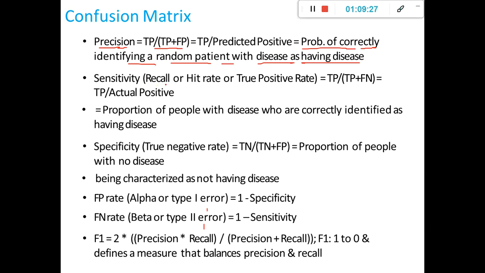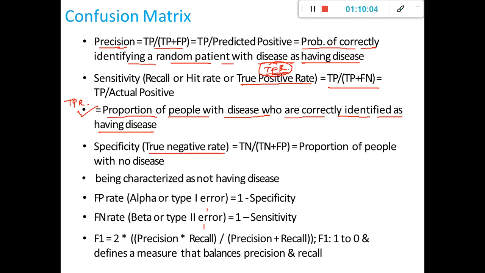What is sensitivity, also called recall or hit rate or true positive rate, TPR, which is very, very important? You will get the TPR with this formula. It is the proportion of people with disease who are correctly identified as having a disease. So that is why it is the true positive rate, which is very important. This parameter, TPR, is very important.